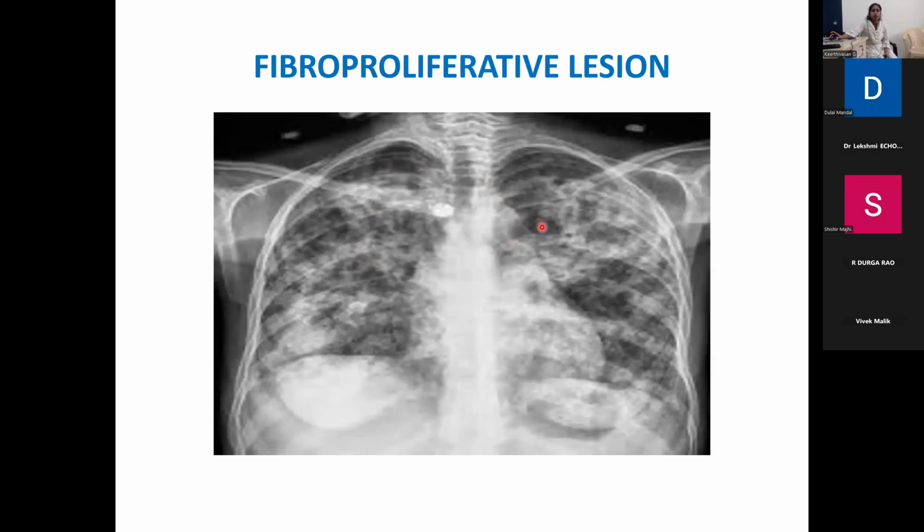Now, fibroproliferative lesions. In these kinds of lesions, there will be signs of fibrosis as well as proliferation. So, what do you get? There are signs of fibrosis. Okay, there are so many strands, patchy opacities, and cavities, and in a few areas you can also see necrotic breakdown, and in a few areas you can see bronchiectasis shadows. So this is a fibroproliferative lesion. Here all the airways, the lung parenchyma, everything is involved.